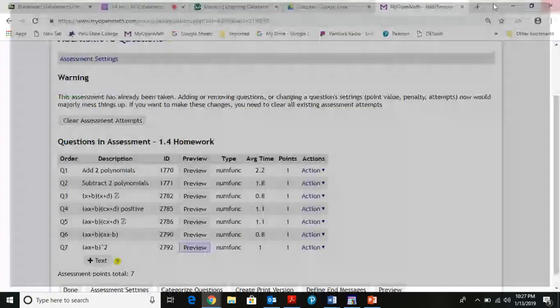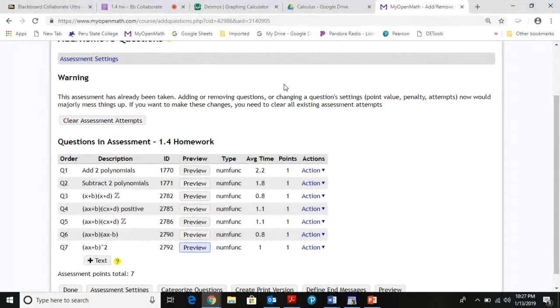Yay. So that is 1.4 homework. I did skip a couple, but they were all the same.